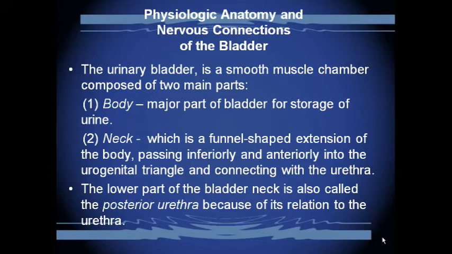The body is the major part of the bladder which stores urine, and the neck is a funnel shaped extension of the body which goes infero-anteriorly into the urogenital triangle, which we have seen in the previous class in those RGU images, urogenital diaphragm. It goes infero-anteriorly and connects with the posterior urethra. So the lower part of the bladder neck is continuous with the posterior urethra.